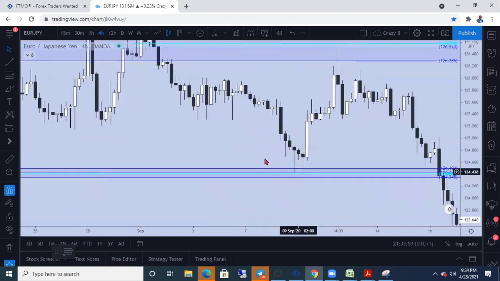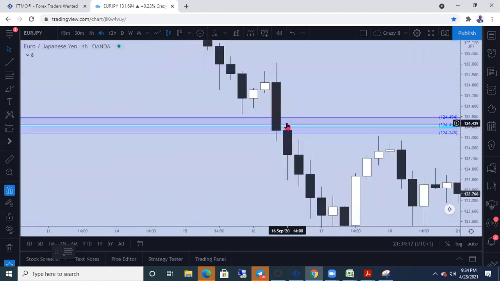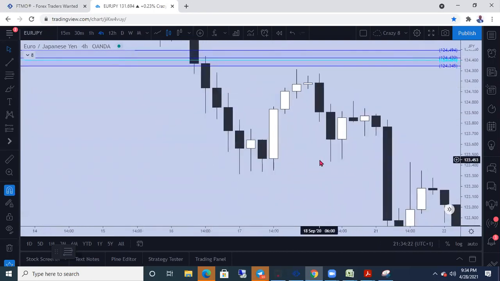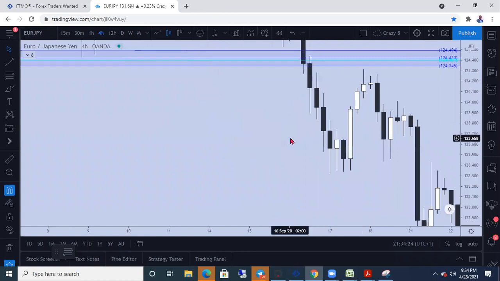Price came to the PE and sold off from there, right? Basically sold off from there. That's how we use the AQZ block with the preferred entry.